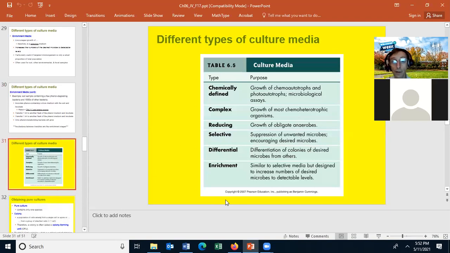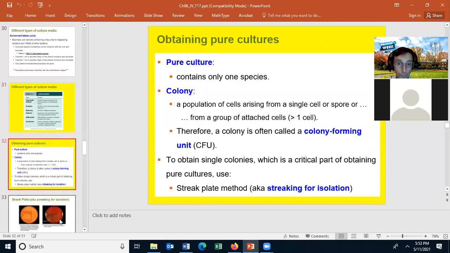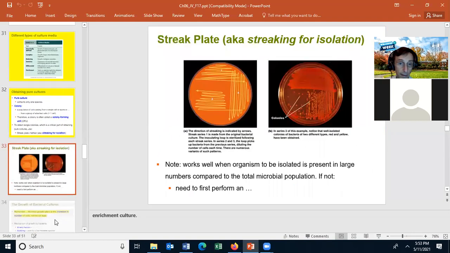This slide is showing you the different types of media we talked about: a chemically defined media, a complex media, a reducing media, a selective media, a differential media, and an enrichment media. It doesn't have selective and differential, but you should know that that is one of our culture medias, and it's both selective and differential. I've already talked about that.